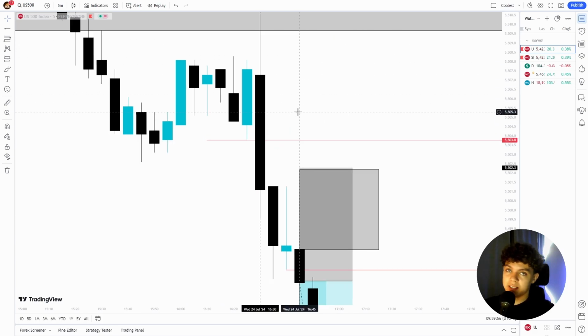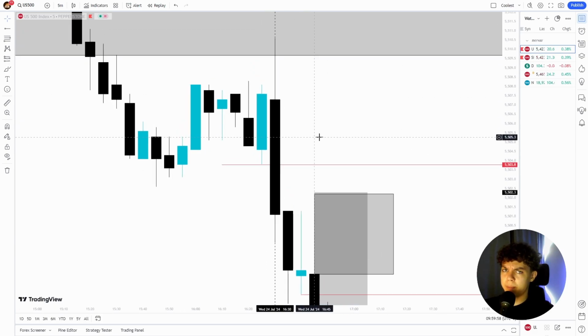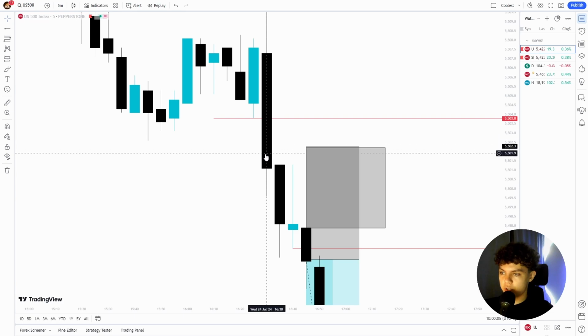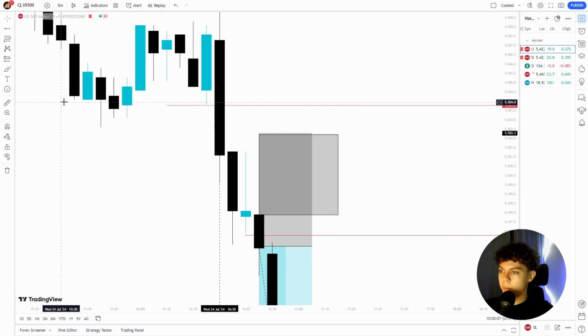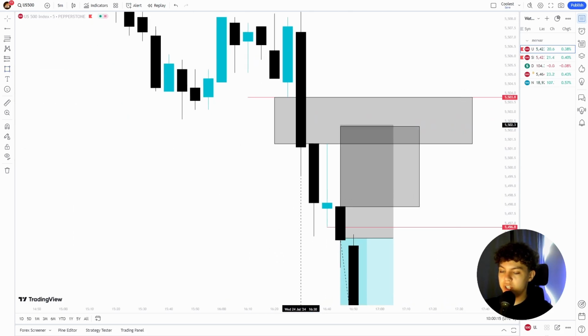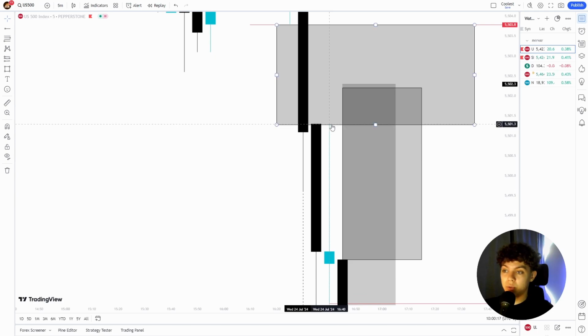But I'm not satisfied yet because that is only a 5-minute break of structure. I want to enter from 1 minute, but 5-minute gives us more confirmation. Okay, so here it is, 5-minute break of structure to the downside. Boom, perfect. What do I mark out? I mark out this 5-minute fair value gap right here, which slightly gets tapped into just a little bit.